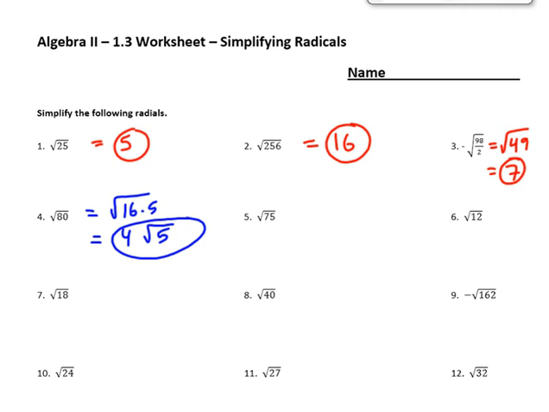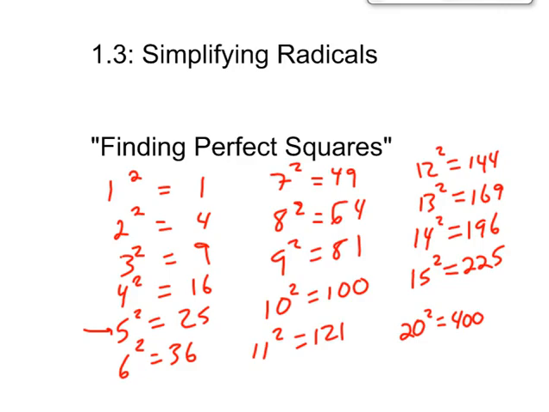So then one more of those, number 5, the square root of 75. I want to find a perfect square that goes into 75. So I start with 8 squared because that's 64. If I go 9 squared, that's too big.